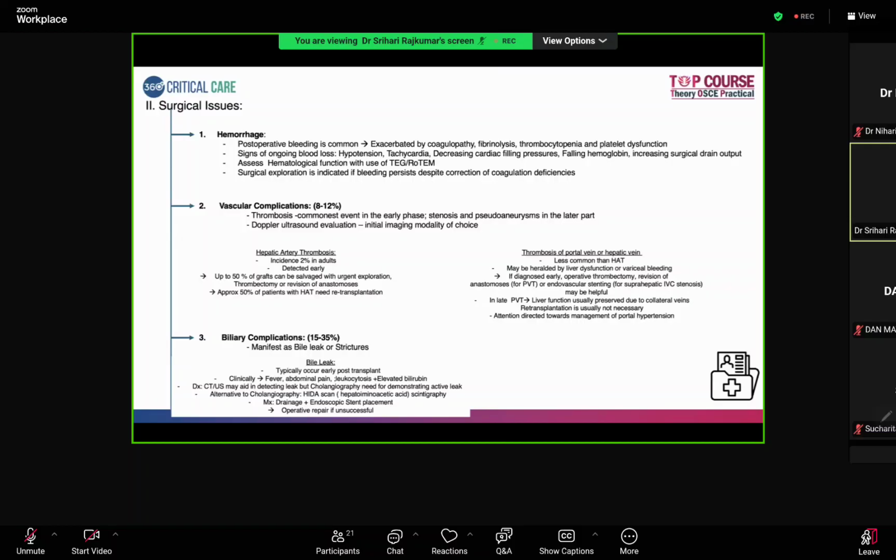Management is drainage and endoscopic stent placement. If that is not successful, then you need to go with operative repair. But in any post-transplant patient going for a resurgery, the morbidity and mortality go up by 2 to almost 50%.